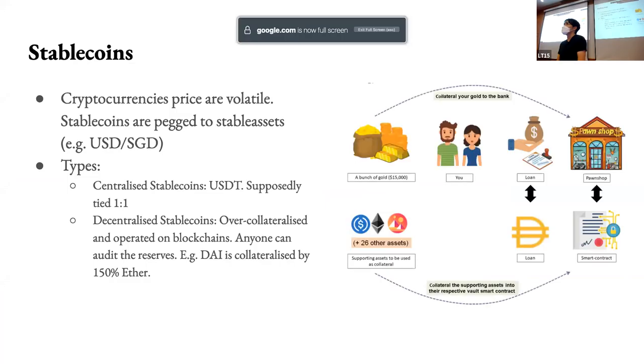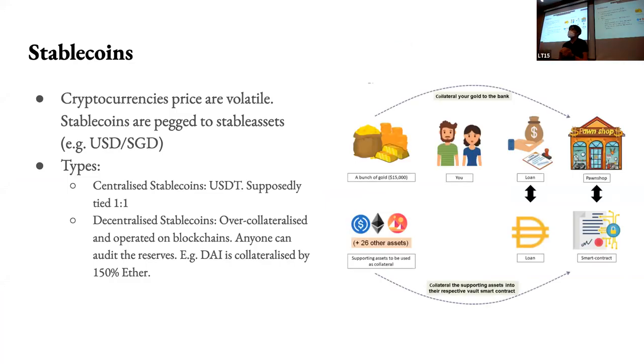There are two different kinds of stablecoins. There are the centralized ones, which are issued by companies like Tether. The idea is that they hold assets on their own balance sheets, things like bonds or maybe cash. And they rely on auditors to audit against the code base and their balance sheet to make sure that they have enough money to back the supply of tokens.